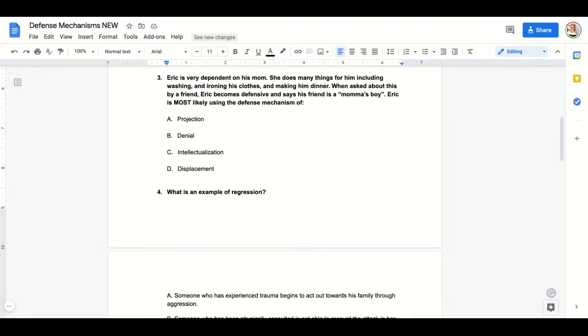Number 3. Eric is very dependent on his mom. She does many things for him, including washing and ironing his clothes and making him dinner. When asked about this by a friend, Eric becomes defensive and says his friend is a mama's boy. Eric is most likely using the defense mechanism of A, projection, B, denial, C, intellectualization, or D, displacement.